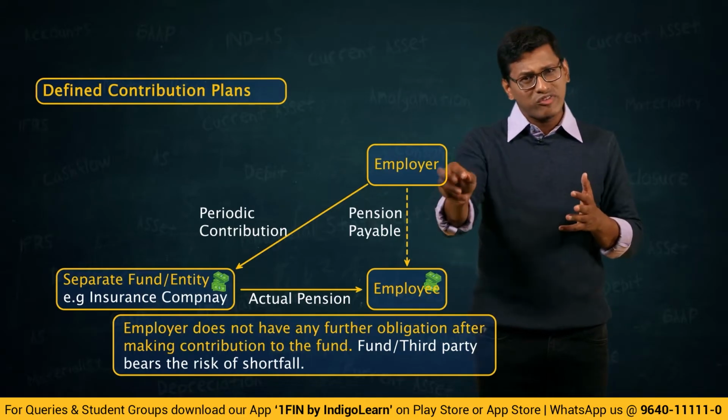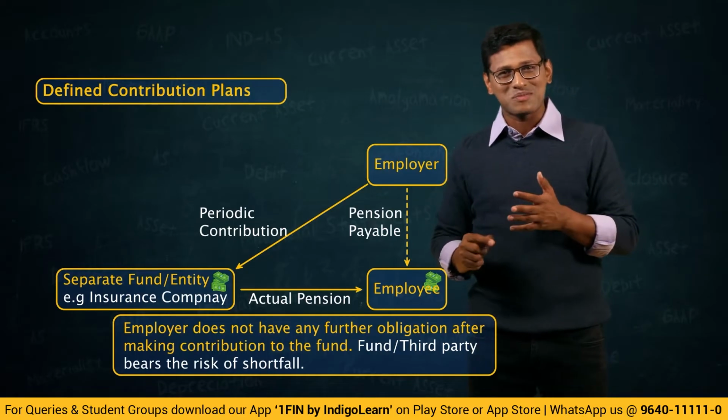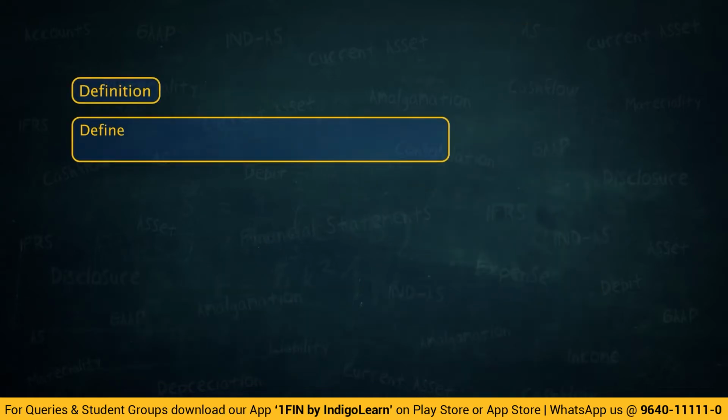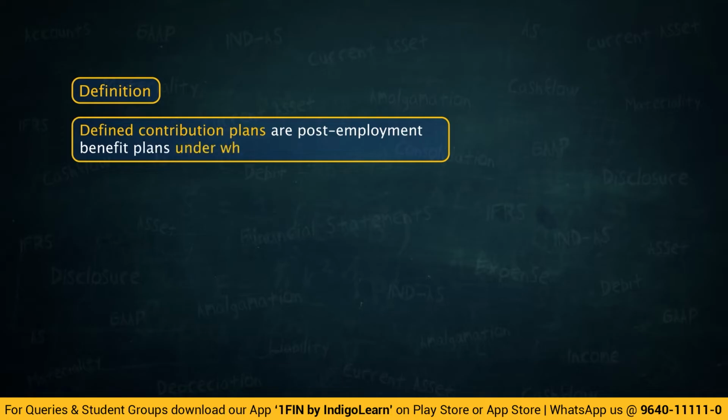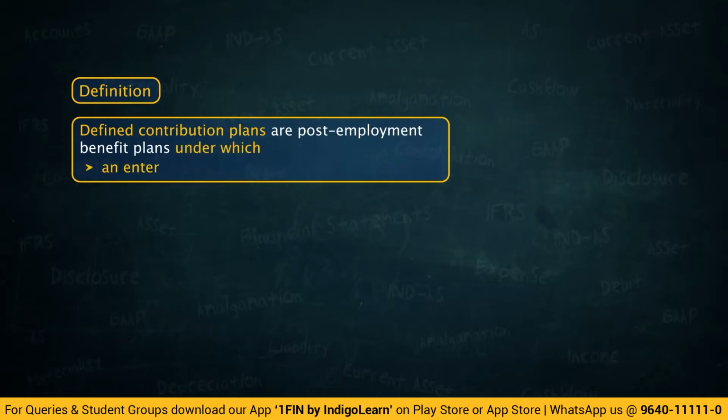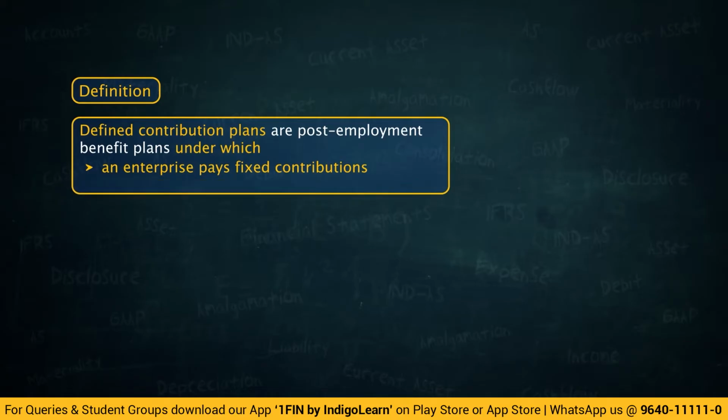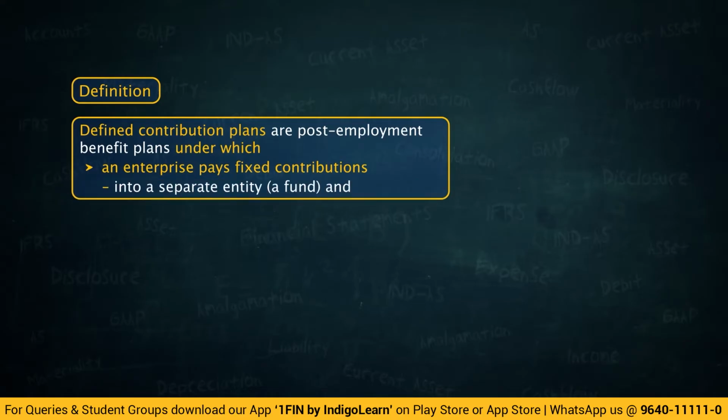Let us now look at the definition. We will understand what exactly it means. Defined contribution plans are the post-employment benefit plans under which an enterprise pays fixed contributions. In our example also we have seen our employer was paying some 10 rupees every month or year, right? Then into a separate entity. Our separate entity in our example was LIC. It could be another fund also.